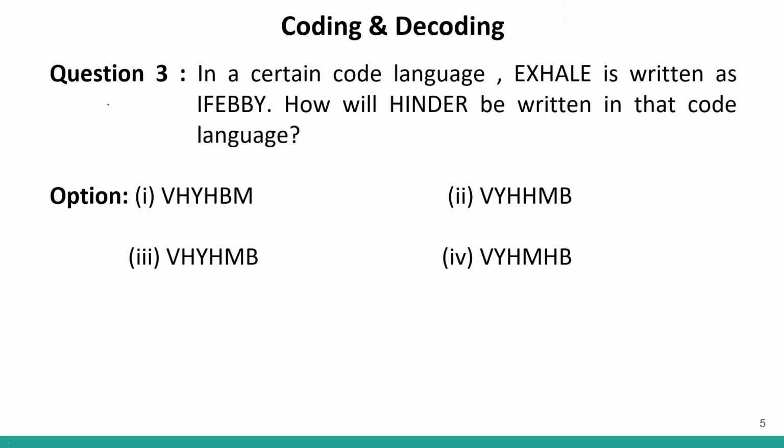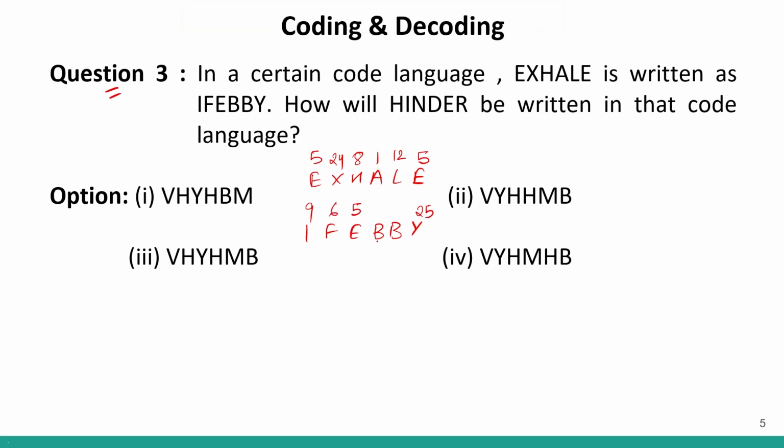Okay. Question number 3. In a certain code language, exhale is written as this, and how will hinder be written in that code? So for exhale, the code is IFEBBY. E is 5. This is also 5. L is 12. This is 1. H is 8. And X, the forward rank for X, is 24. I is 9. Y is 25. F is 6.